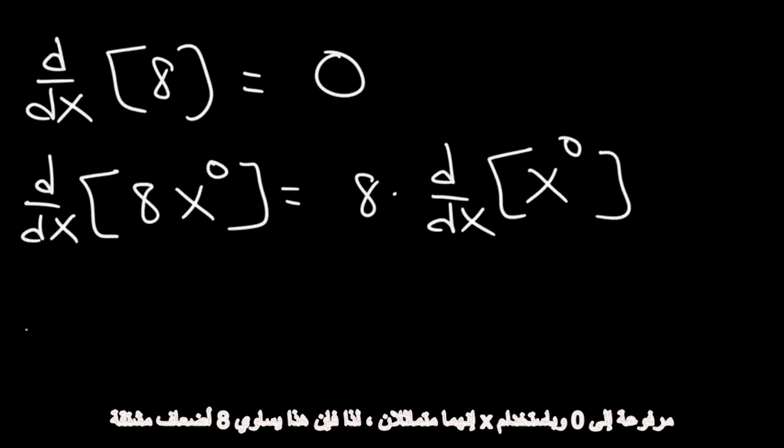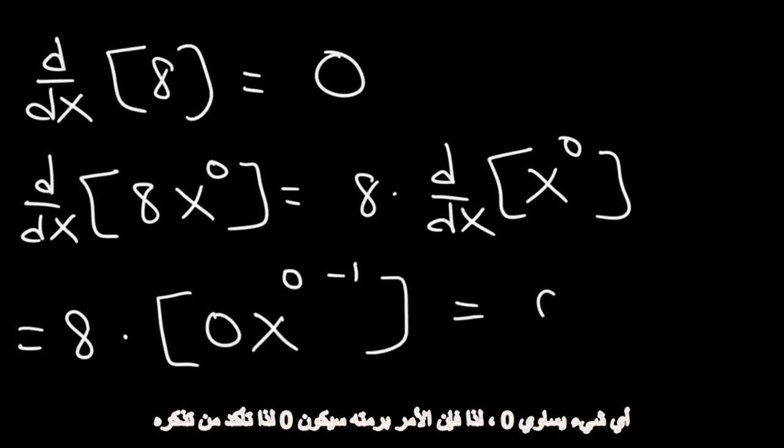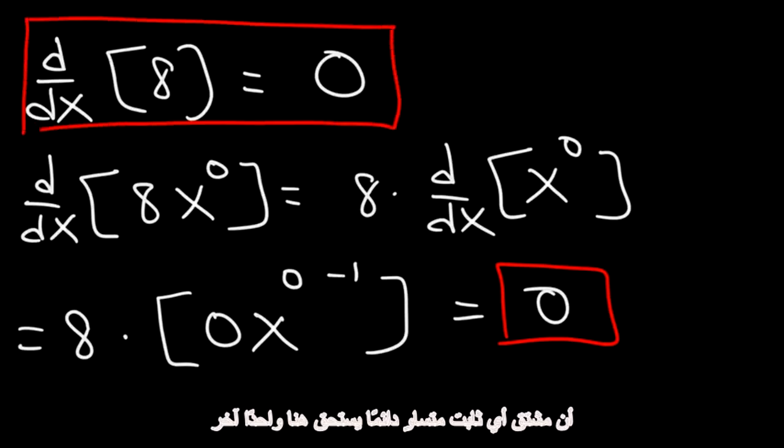So this is 8 times the derivative of x raised to the 0, and using the power rule, it's going to be 0x raised to the 0 minus 1. And 0 times anything is 0. So the whole thing is just going to be 0. So make sure you remember that. The derivative of any constant is always equal to 0.